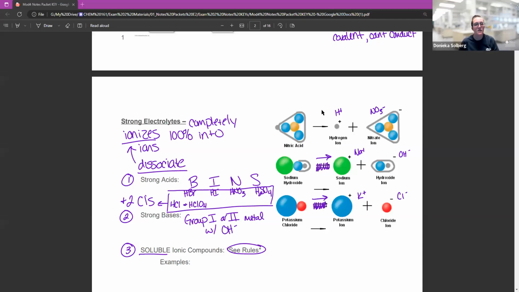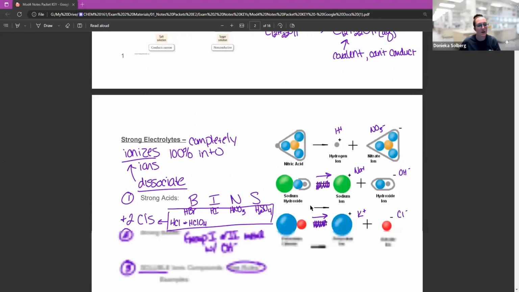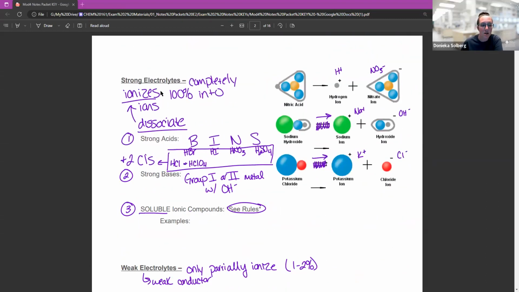Now, I've mentioned electrolytes and non-electrolytes. However, there are what are called strong electrolytes and weak electrolytes. Okay. So the difference is strong electrolytes are things like NaCl that completely ionize or completely dissociate, completely turn into their ions when they are in solution. So when they are dissolved.